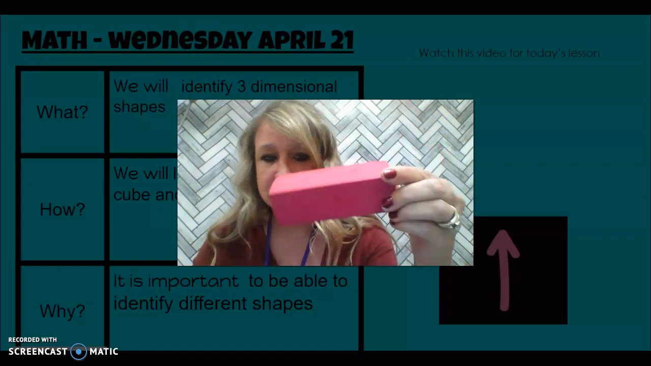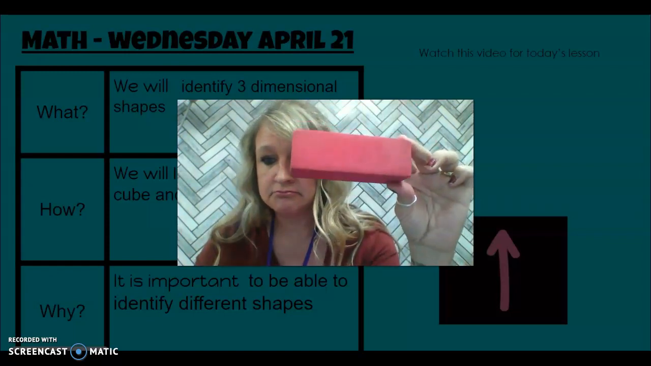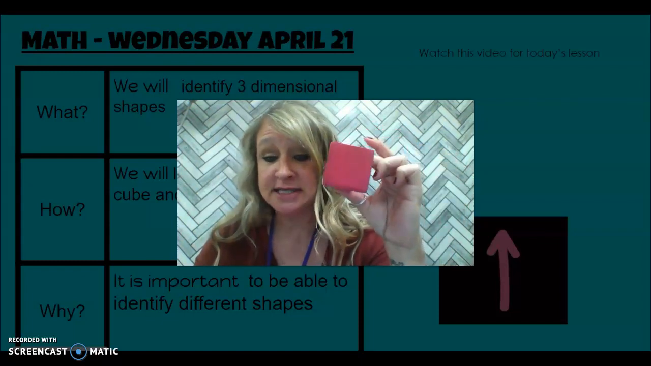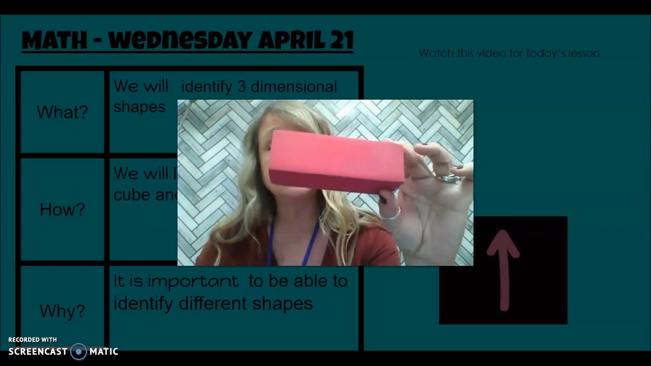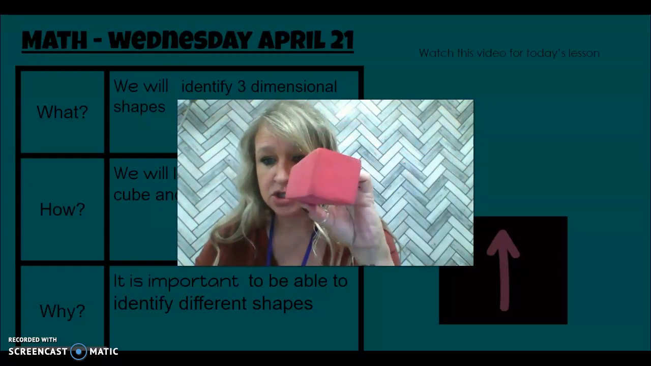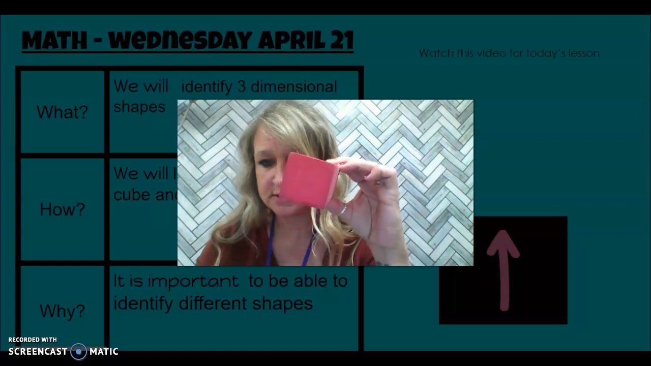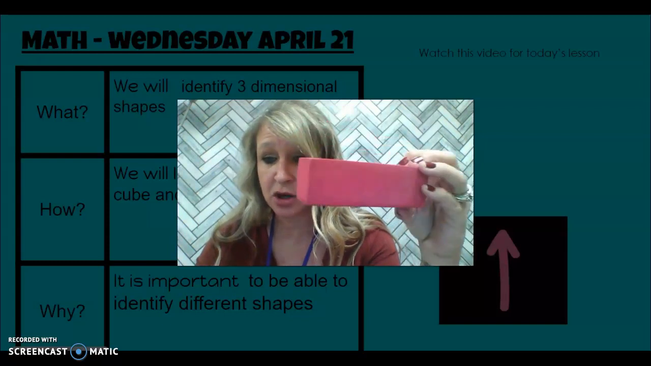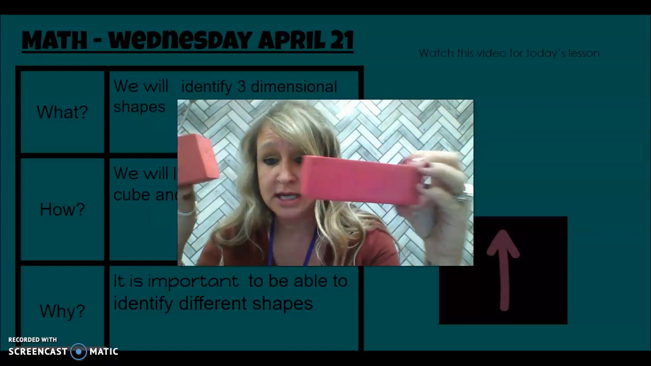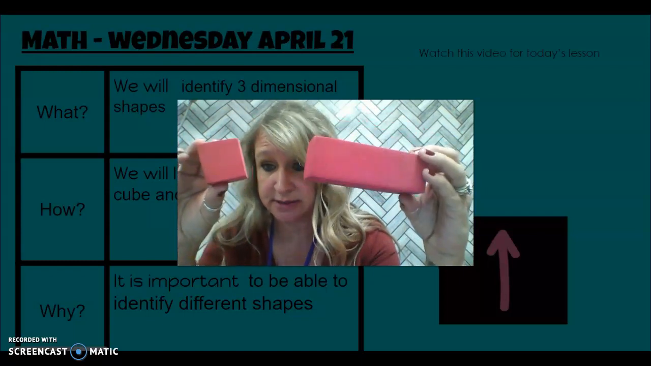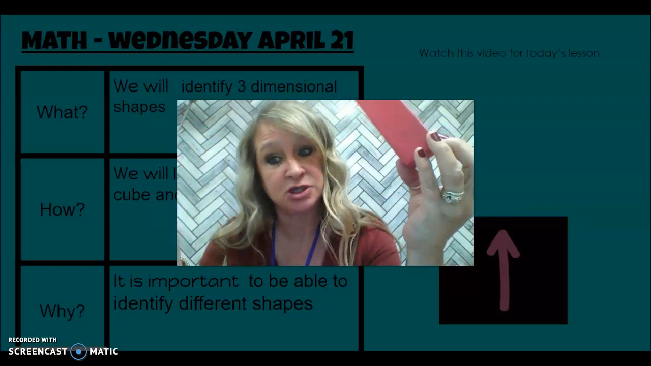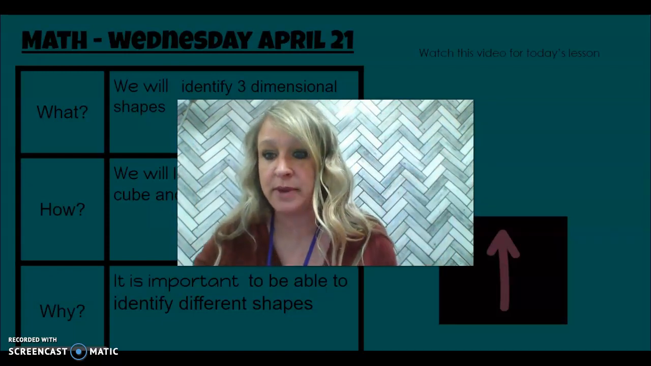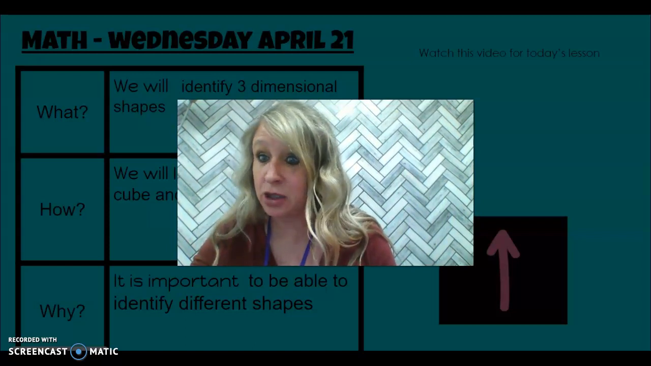What about this shape? Is this a cube? What do you notice different about this shape? No, this is called a rectangular prism because the faces are all rectangles. 2 of the faces are squares, but 4 of the faces are rectangular. So this is a rectangular prism. A cube is a special kind of rectangular prism, just like a square was a special kind of rectangle. Remember that? All right, let's go learn about rectangular prisms and cubes.